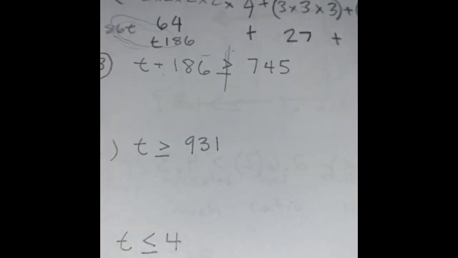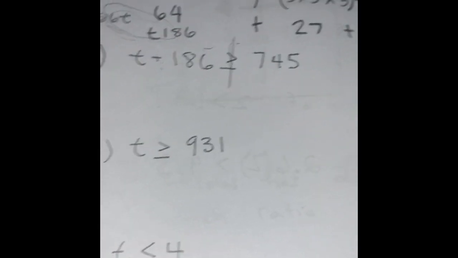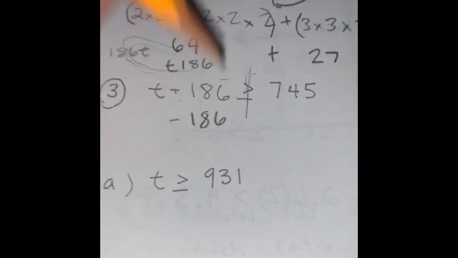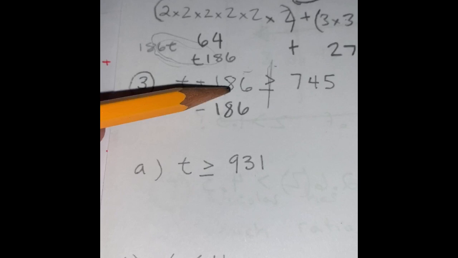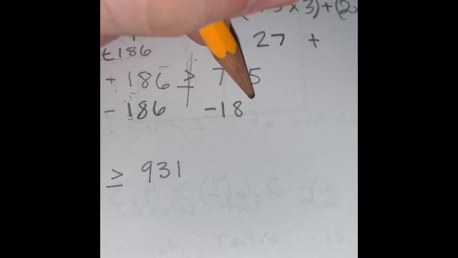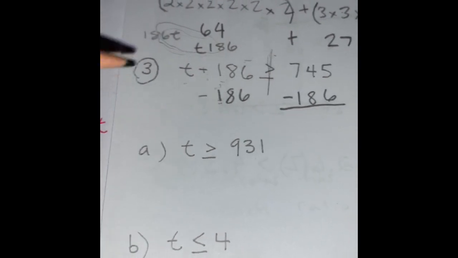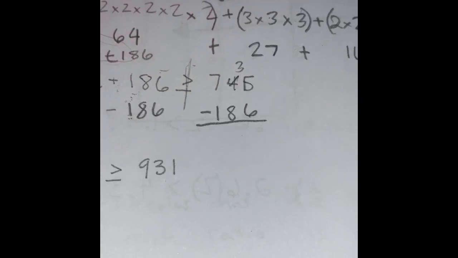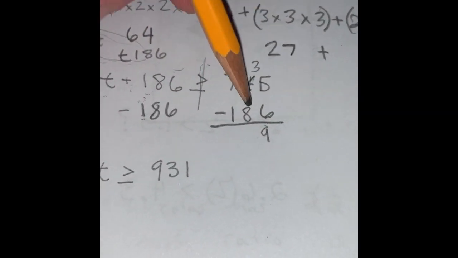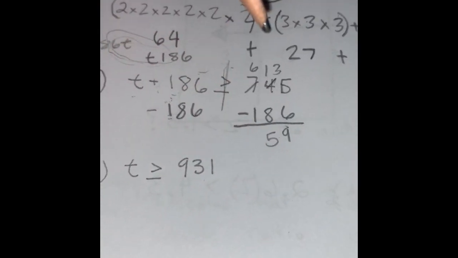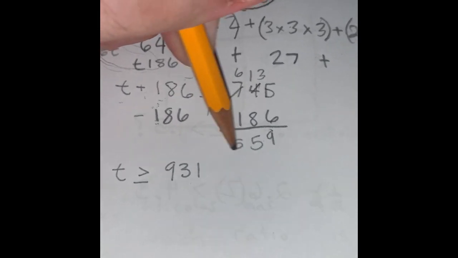And the question we have to ask ourselves is, how do we undo addition? The way that we undo addition is through subtraction. So what I have to do to get T alone by itself on this side is take away 186. If I take away 186 on this side, I have to take away 186 on this side. When I subtract it, I can't take away 6 from 5, so I have to borrow. 15 minus 6 is 9. Can't take away 8 from 3. 13 minus 8 is 5. And 6 minus 1 is 5.